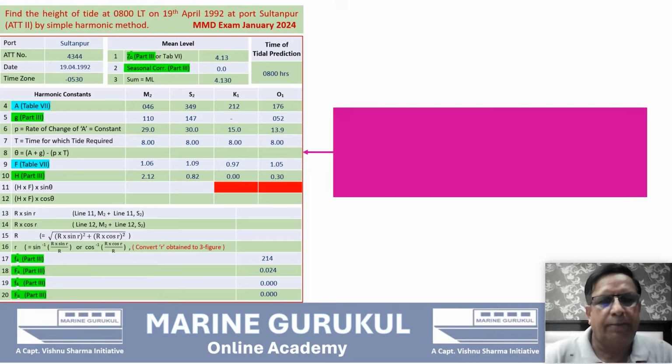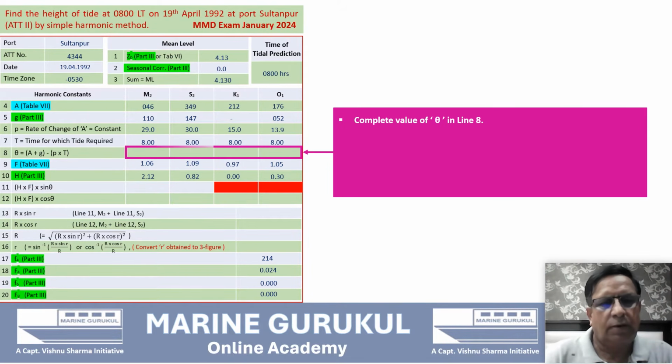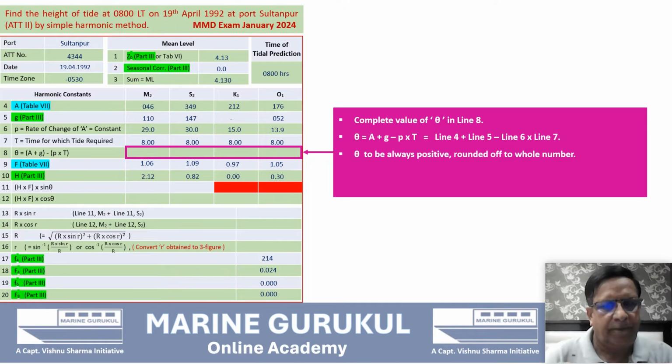Next, we shall complete line 8 and fill in this value of theta. What is this value of theta equal to? Theta is equal to A, that is line 4, plus G, line 5, minus P, line 6, into T, line 7. So it's line 4 plus line 5 minus line 6 into line 7. You can use your calculator exactly the same way. And theta is to be always positive.